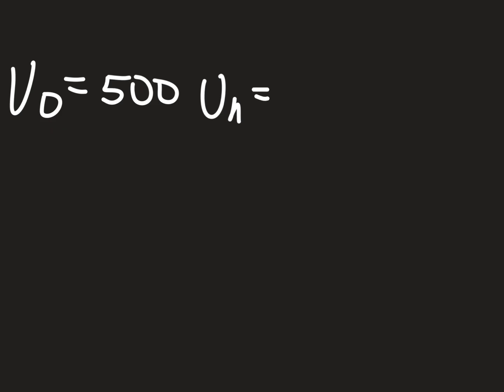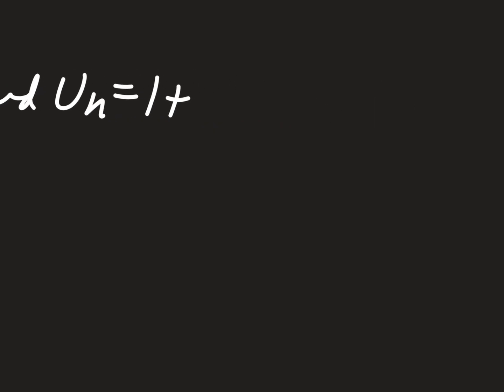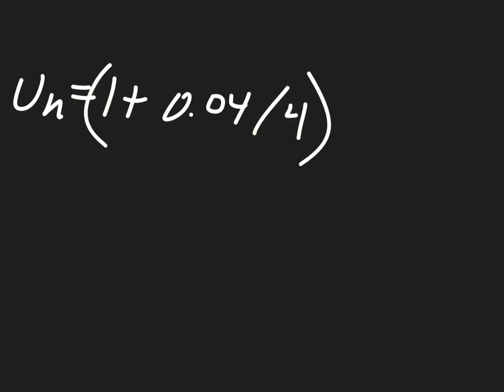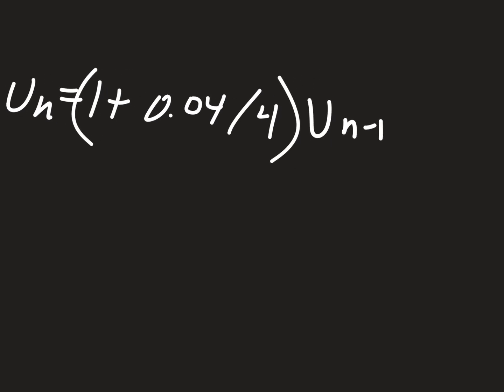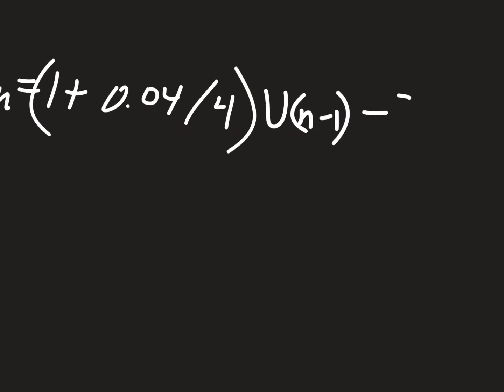Victoria, could you read me the rest of it? And U sub n equals 1 plus 0.04 divided by 4. Okay, isn't it U sub n equals U sub n minus 1? Does it have that? Right after U0 equals 500, what does it say? U sub n equals 1 plus 0.04 divided by 4, times U sub n minus 1. Oh, it put the U sub n minus 1 after it. I get it. Minus 25, there it finally is.